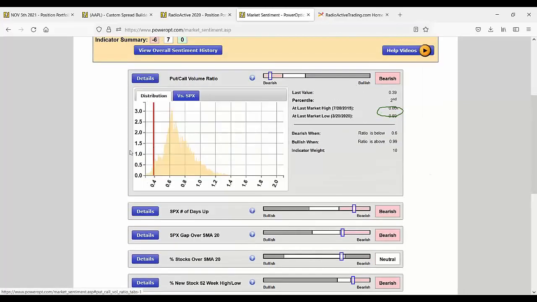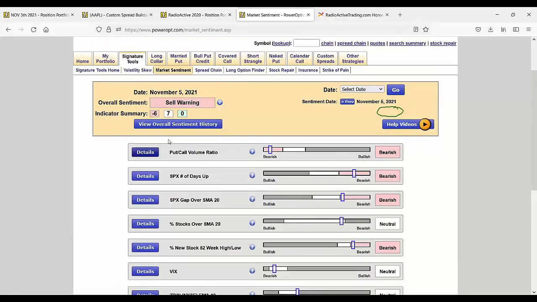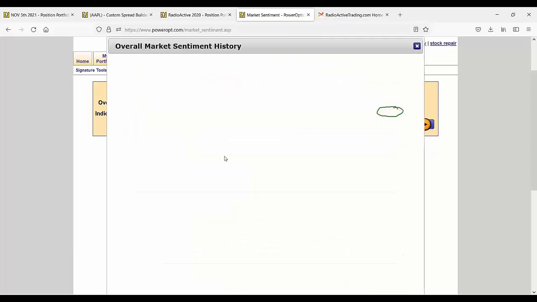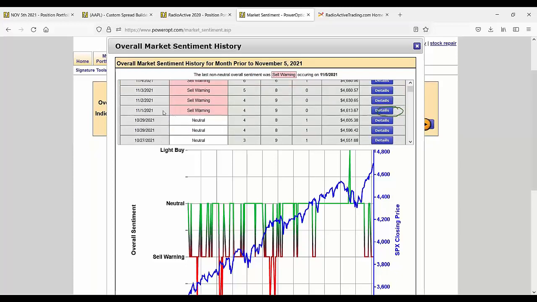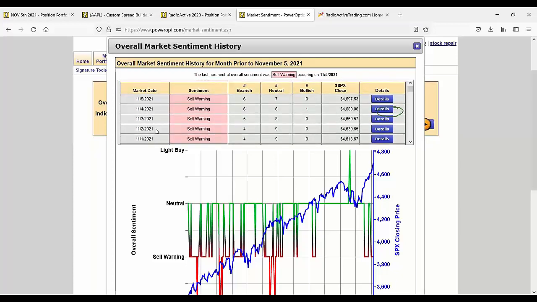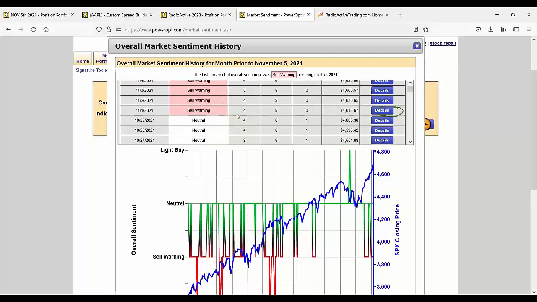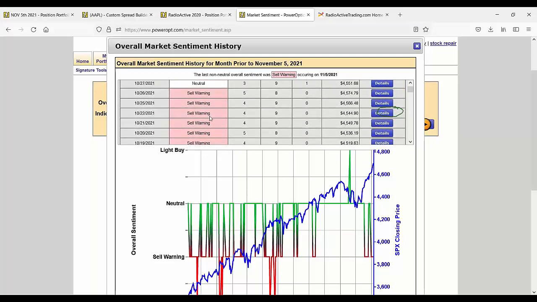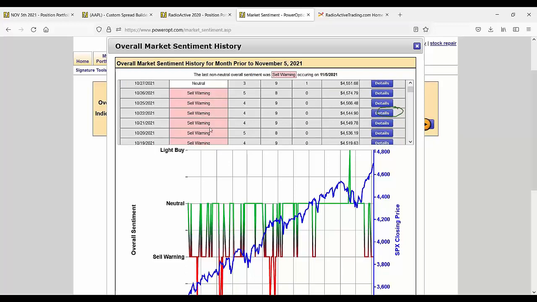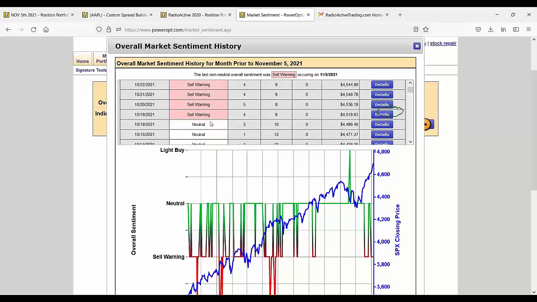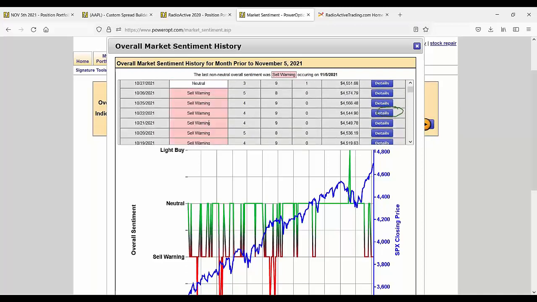Okay. Now, enough of the distribution, enough of how that works with each individual indicator. What does the sentiment history tell us? 1, 2, 3, 4, 5. It's only been 5 days that we've hit the sell warning, but back in October, there was another 5 or 6 day gap. 1, 2, 3, 4, 5, 6. Yeah, 6 back there. And that was it. We've been in neutral since then, okay?